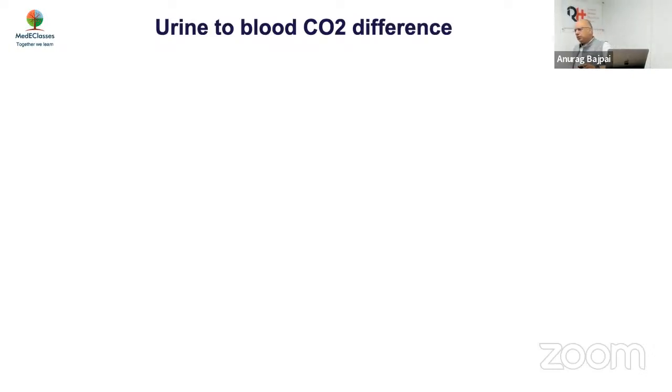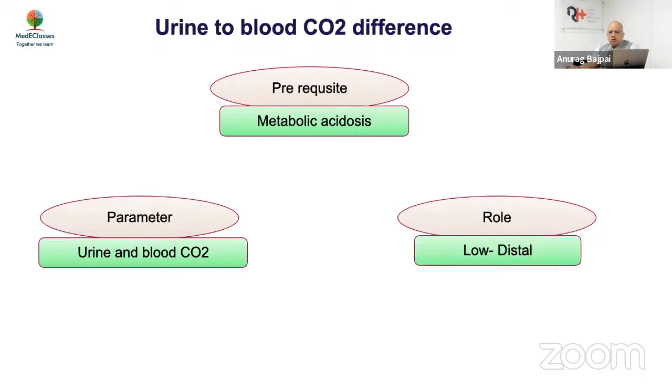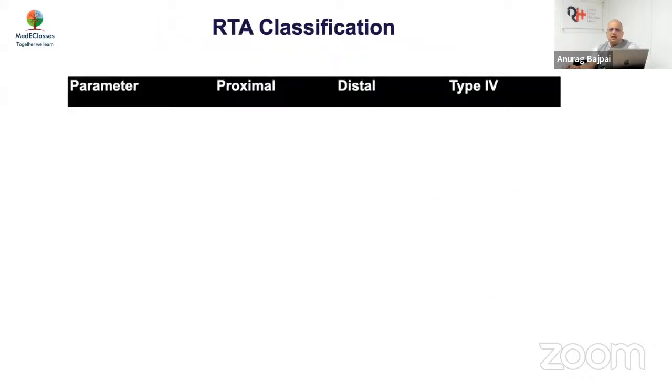Another measure, considered a gold standard to differentiate proximal from distal RTA, is the urine to blood CO2 difference. Urine to blood CO2 difference is a marker of distal acidification. If the difference is less, it means there is a problem in acidification. If the difference is good, you are acidifying well. This should always be done when you have metabolic acidosis, because when there is no metabolic acidosis, why would somebody want to acidify the urine? So the parameter to look at is urine and blood CO2. The rule is that if the level is low, this is distal RTA. If it's high, it's proximal RTA.